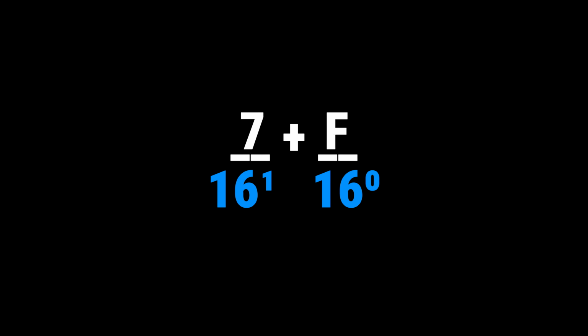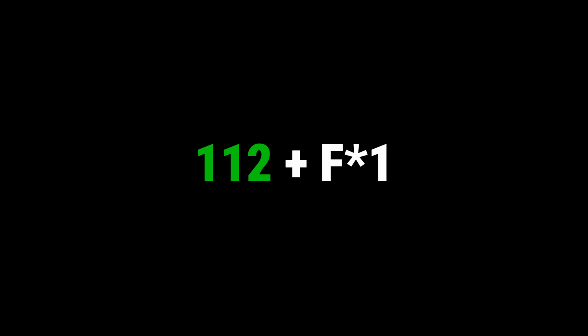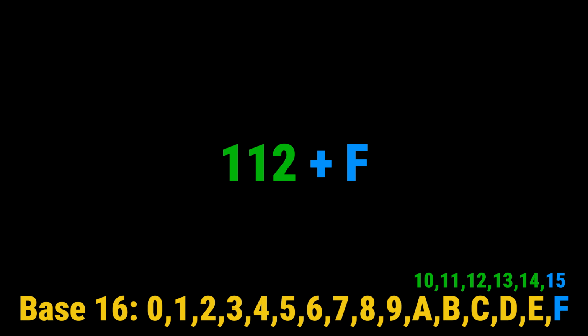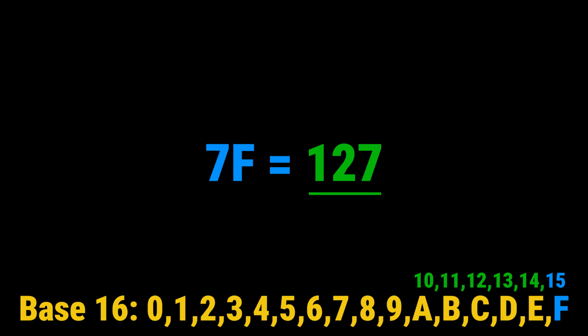We multiply each digit by their corresponding power of 16. Let's do the easy one first. 16 times 7 is 112. Done. But what about F? If you refer back to our original chart, you'll remember that each letter corresponds to a number 10 through 15. F just happens to be in slot 15. Since we're converting to decimal, we just multiply 15 times 1, which is 15. 112 plus 15 is 127, and we did it! 7F in hex is equal to 127 in decimal.